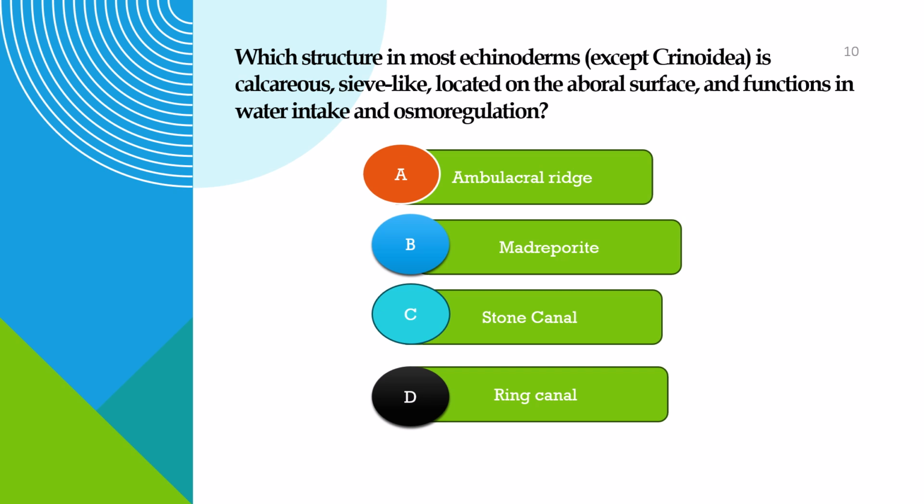Now again one more question. Which structure in most echinoderms is a calcareous sieve-like plate located on the aboral surface, and its function is water intake and regulation? Comment the answer in the chat box.